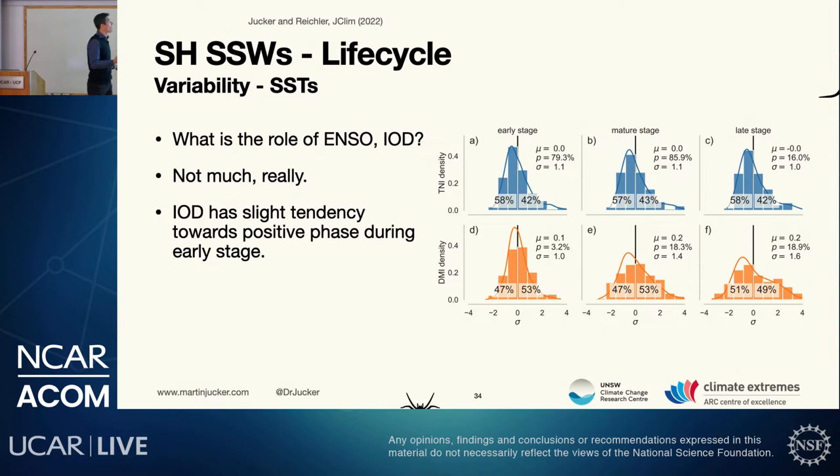I cannot see any ENSO signal. However, the IOD, Indian Ocean Dipole, seems to have a tiny, but just significant at 3.2% level, slightly more positive. So the IOD seems to be, before the sudden warming, slightly more positive, and then the changes, the anomalies are not significant anymore. But maybe there is something with the IOD. But the signal seems rather small. So the tropical SSTs, I don't really find a major role in those.